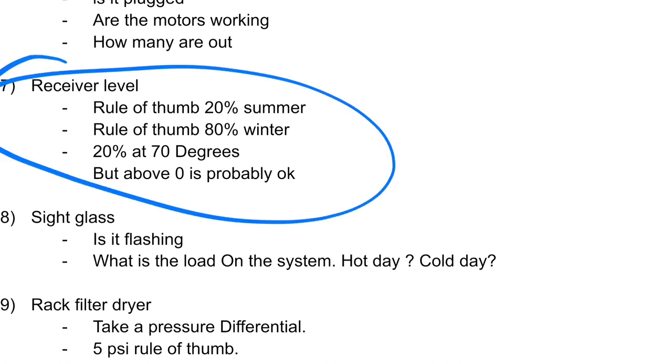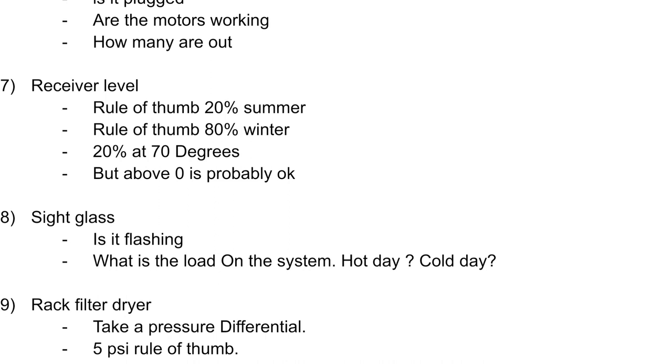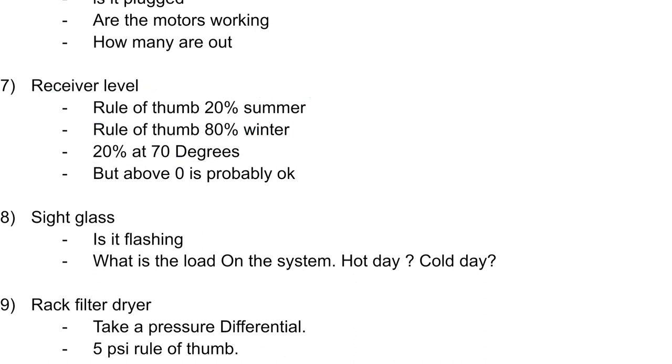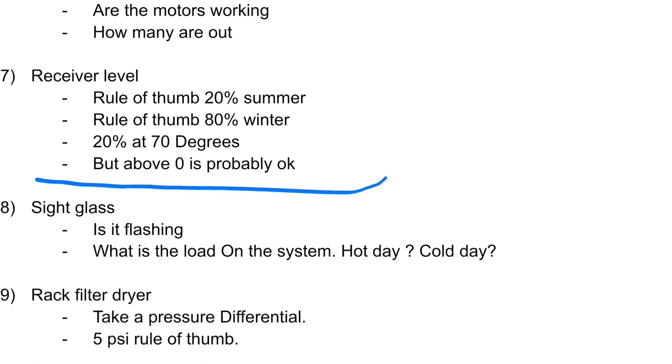If your receiver level is absolutely zero and your sight glass is flashing, there's a 99% chance you need gas in your system. Now, I put these rules of thumb here. Rule of thumb during the summer, 20%, and I put this note here that 20% is at about 70 degrees. And then the wintertime is about 80%. That is the sweet spot for most racks, but above zero is probably okay. So if you're looking at a case and wondering, is it because I'm low on refrigerant? Well, if the receiver is at 1%, even just 1%, and your sight glass is clear, more than likely it's not your refrigerant level.